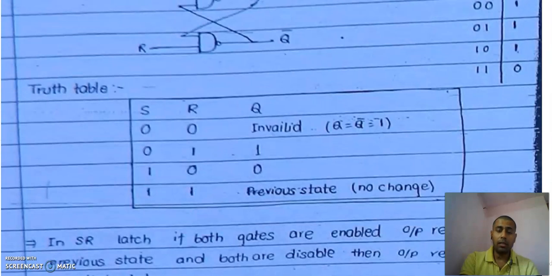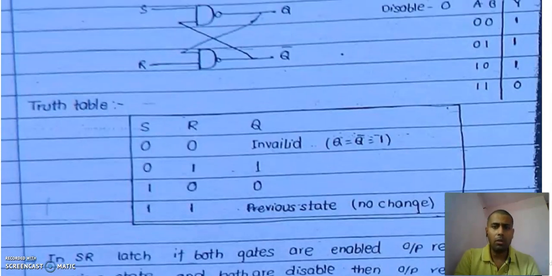So there are two inputs, S and R. So there are 4 states: 0 0, 0 1, 1 0 and 1 1. First of all, we check the output for 0 0. If S is equal to 0, R is equal to 0. In a NAND gate, if any input is 0, no need to check the second input, and Q and Q bar both are 1. In this case, if we get Q and Q bar as 1, it is called an invalid state, because the definition of flip-flop says that Q and Q bar must be complements of each other, but here we are getting the same Q and Q bar, 1, so this is the invalid state.